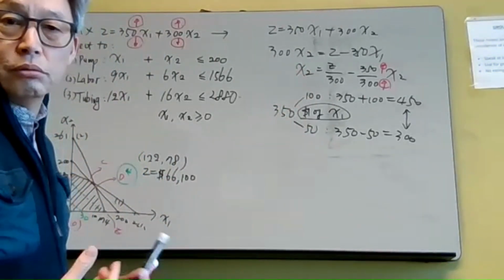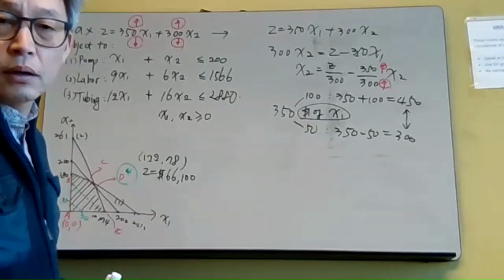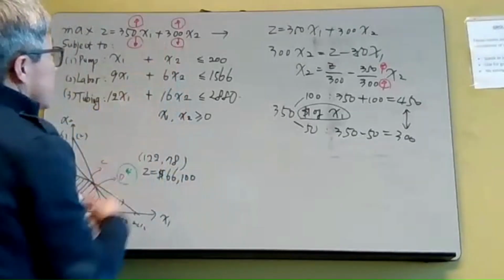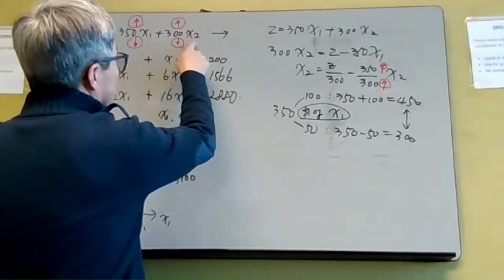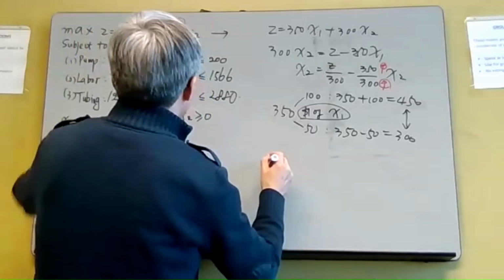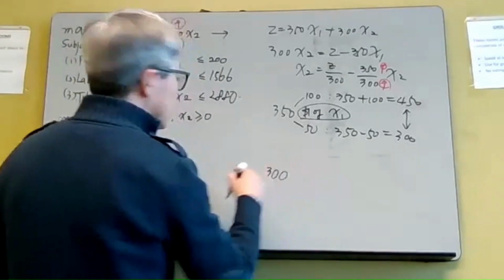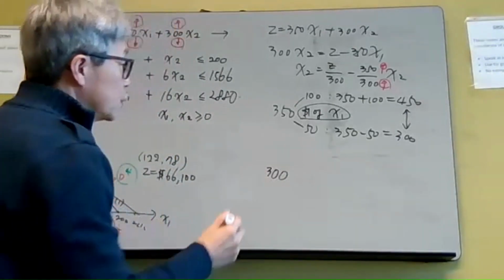Does it make sense to you? Any questions so far? No questions, thank you. Now for the second coefficient of decision variable X2, the original coefficient value is 300. Now, what is the allowable increase?